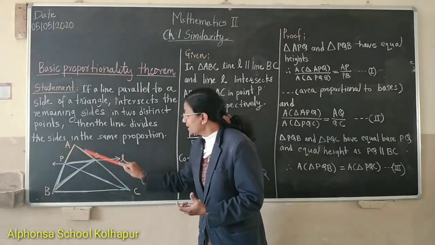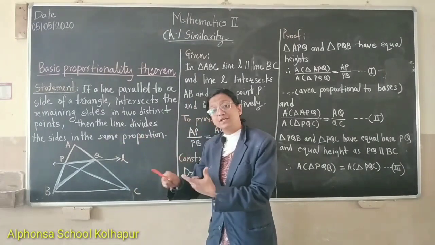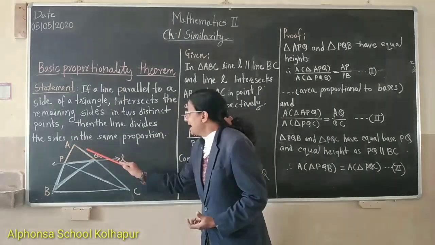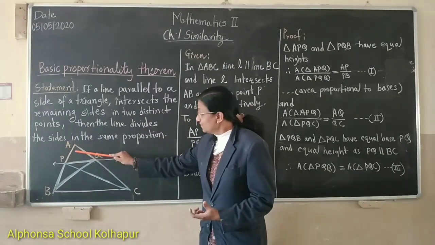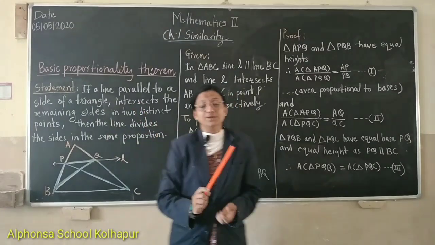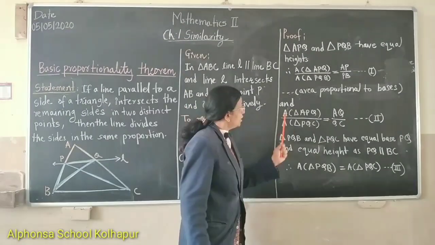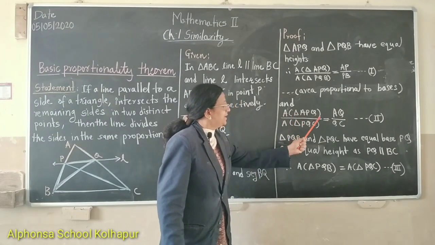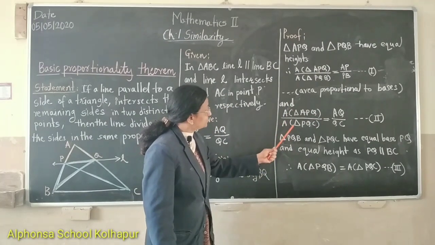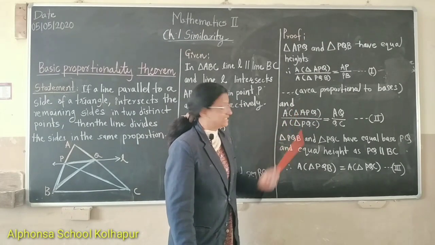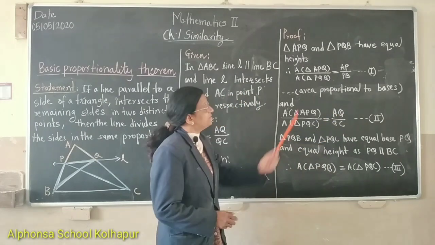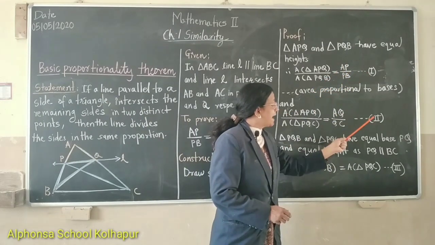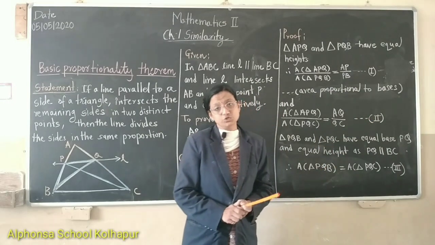So area of this triangle upon area of this triangle will be equal to AQ upon QC, which are the bases of the triangles. So let us write down this statement. Area of triangle APQ upon area of triangle PQC is equal to AQ upon QC. The first statement we mark as 1 and the next statement we mark as 2.